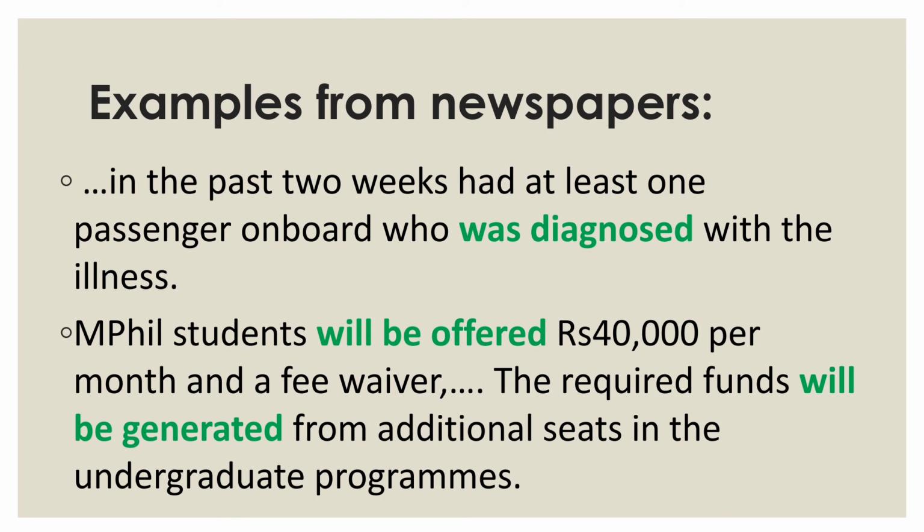Now, examples from newspapers. In the past 2 weeks, had at least one passenger on board who was diagnosed with the illness. Second example, MPhil students will be offered rupees 40,000 per month and a fee waiver. The required funds will be generated from additional seats in the undergraduate programs.